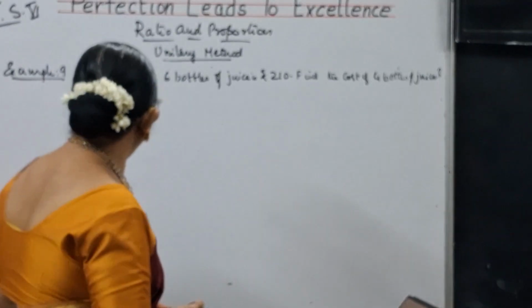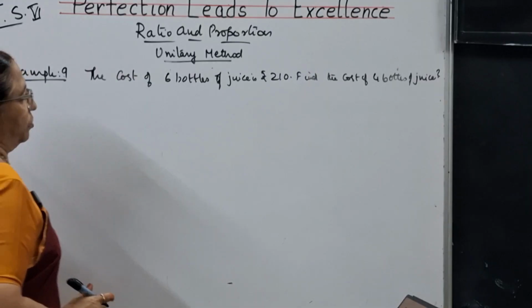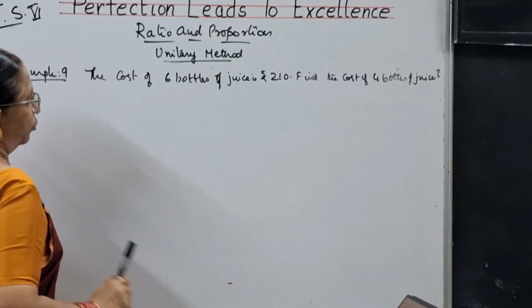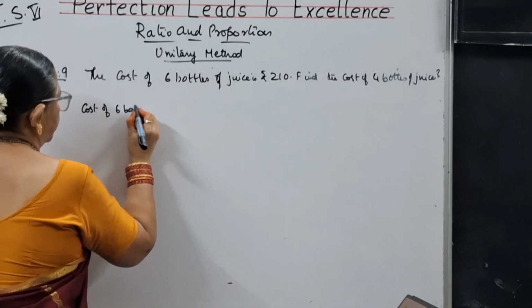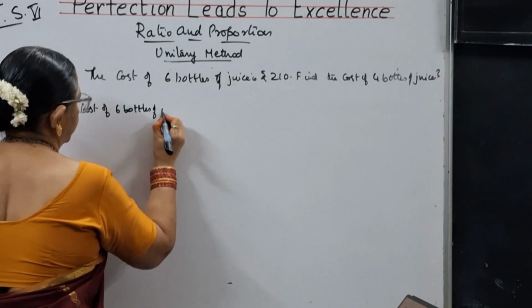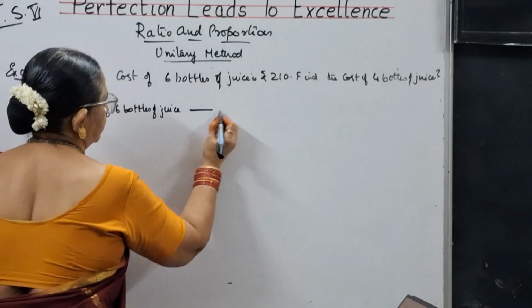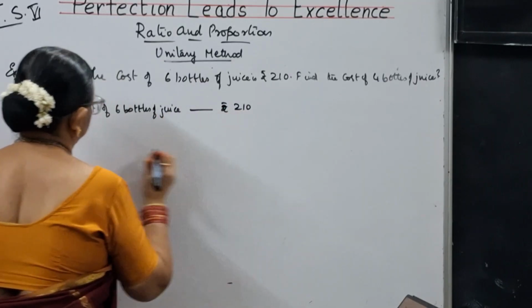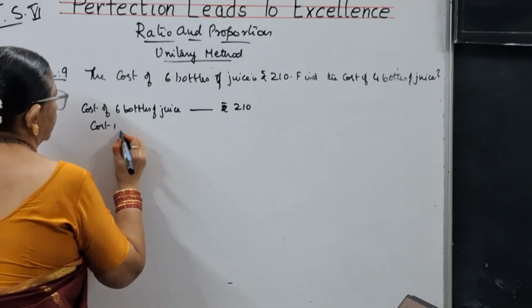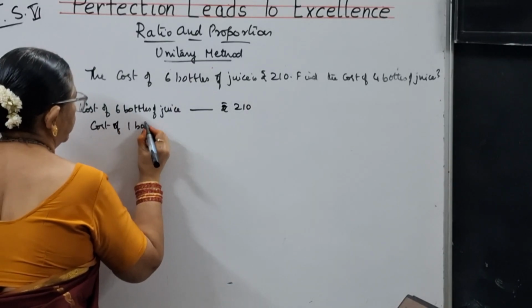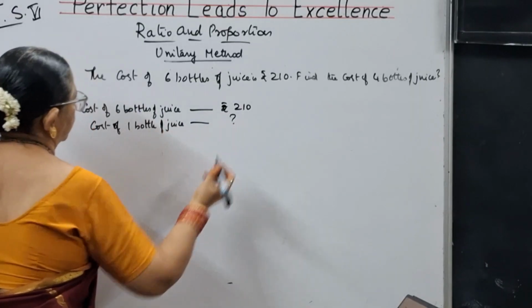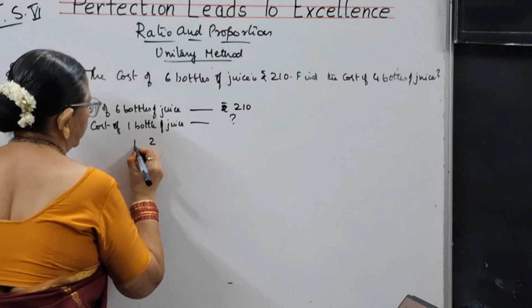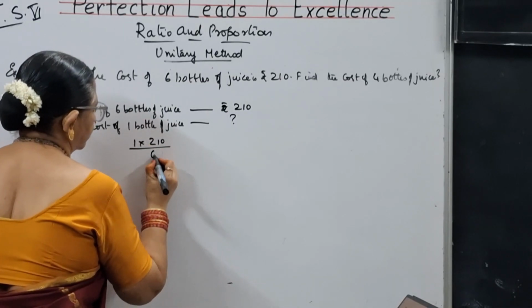Next one, children. That is example 9. The problem is the cost of 6 bottles of juice is 210 rupees. Find the cost of 4 bottles of juice. So what is cost of 6 bottles of juice? Rupees 210. Then you have to find out cost of 1 bottle of juice. How much? So how will you write? 1 into 210 by 6.